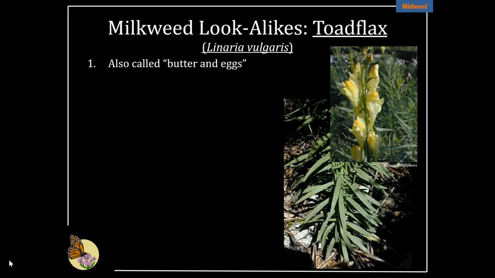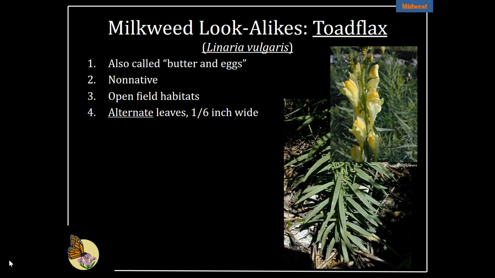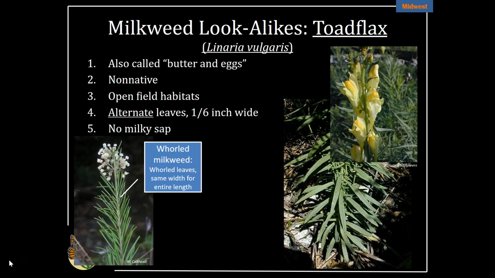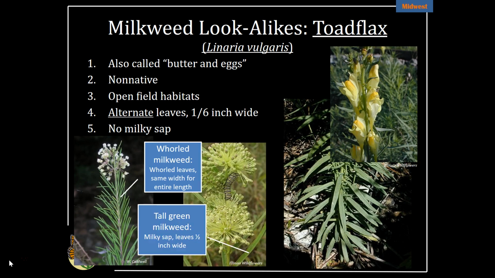Toadflax, or butter and eggs, is an invasive plant that could be mistaken for whorled milkweed or tall green milkweed, especially early in the season. It grows in open field habitats. Toadflax's leaves alternate up the stem. It has no milky sap. Toadflax leaves are thicker and less grass-like than whorled milkweeds, and there's no milky sap. Toadflax leaves are narrower than tall green milkweeds, which can be as wide as ½ an inch, and tall green milkweed does have a milky sap.